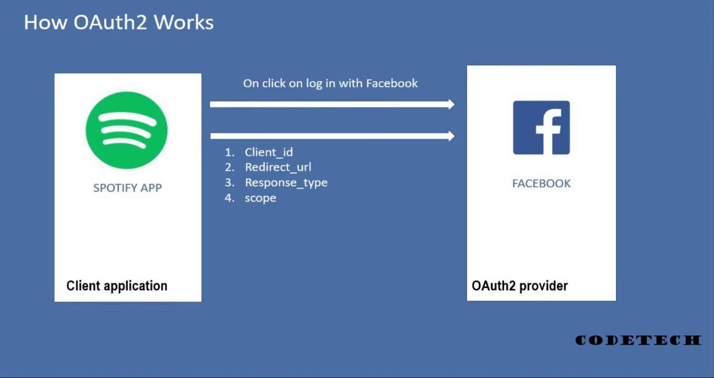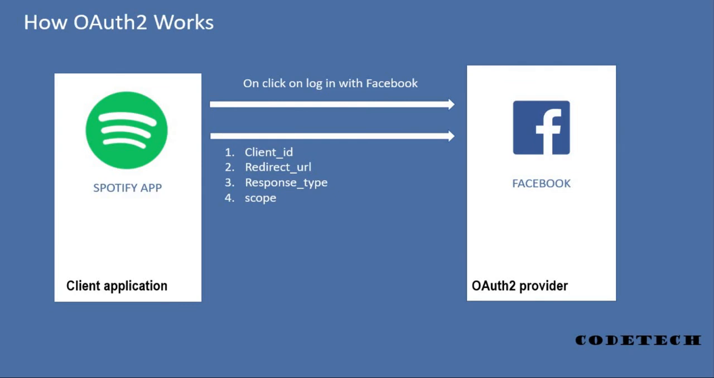The client ID is a unique ID of this Spotify app. In order to get this client ID, the Spotify app should have registered with Facebook much ahead of time. The redirect URL tells the provider where to redirect once the authorization portion is complete. The response type tells the provider what the Spotify app wants back. Normally this can be a token to indicate that it needs an access token, or a code to indicate that it needs an access code. Next is scope. Scope tells the OAuth provider what the client application wants to access.